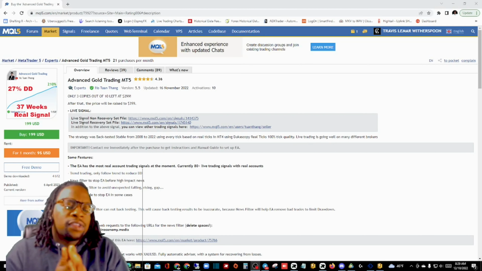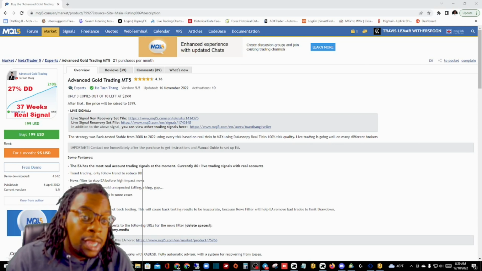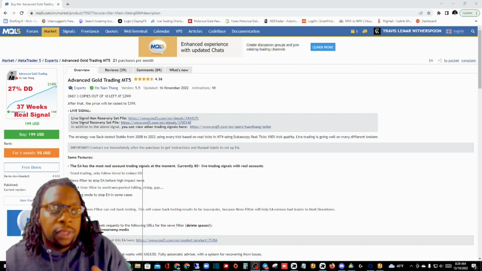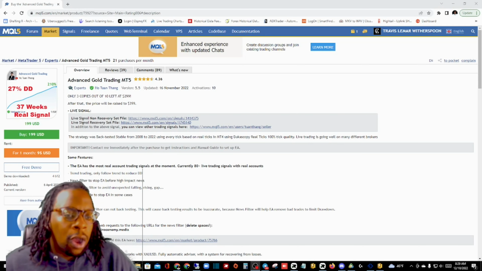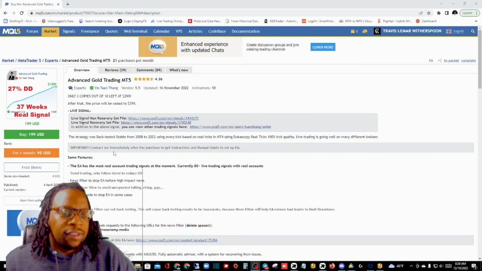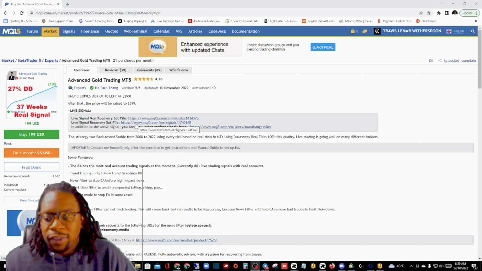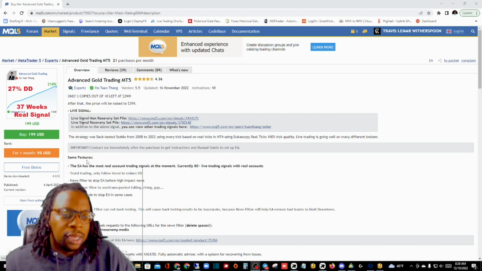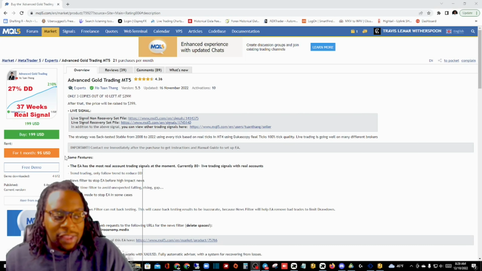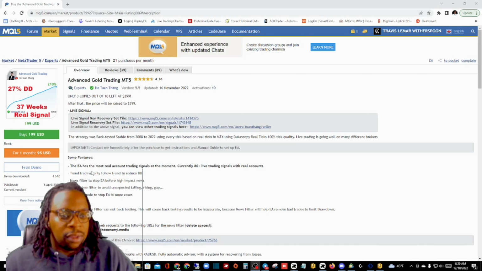All right, here we go. So let's go ahead and take a look at the Advanced Gold Trading EA. At this particular point, it has had 21 purchases this month. Just keep that in mind. They actually have 3 copies out at $2.99 as we're taking a look at this. This is December 10th. But overall, you can get it for $1.99. But let's talk about what the system actually is before talking about the pricing.